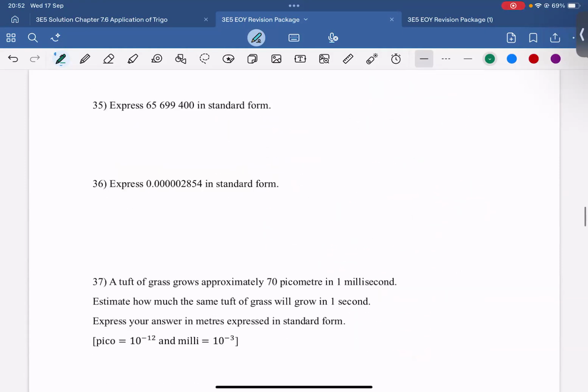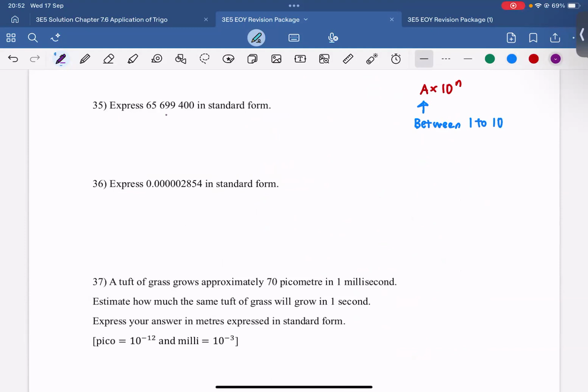Okay, recap: what is standard form? Standard form is A times 10 to the power of something. What is so special about A? It must be below 10. Between 1 to 10. Don't include 10.